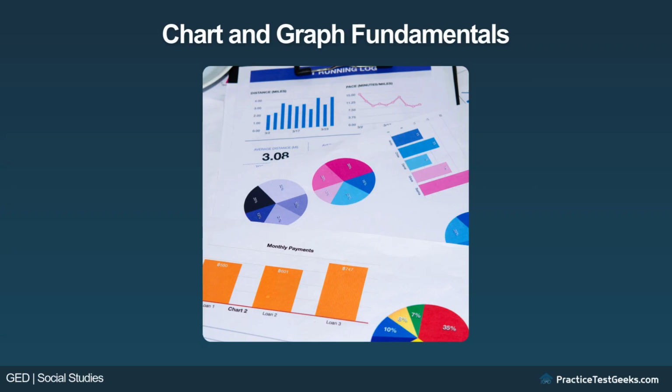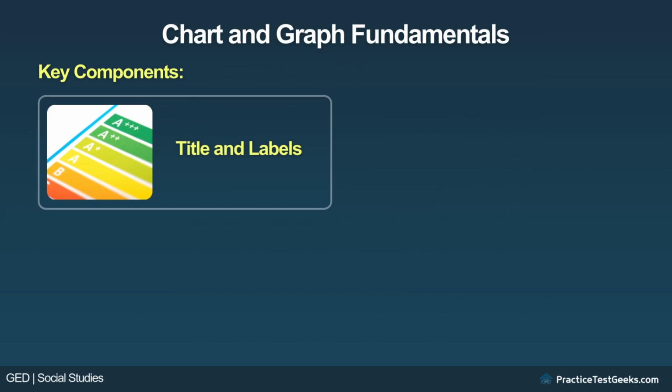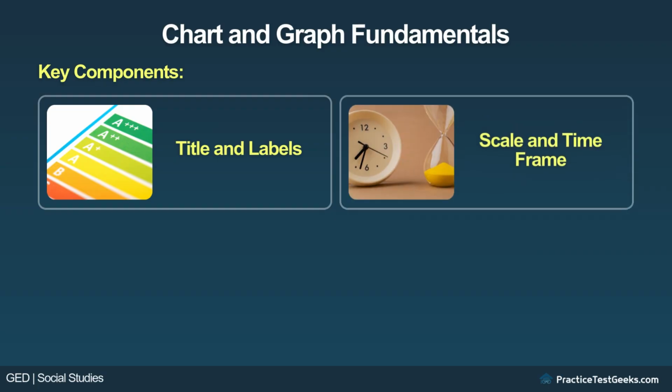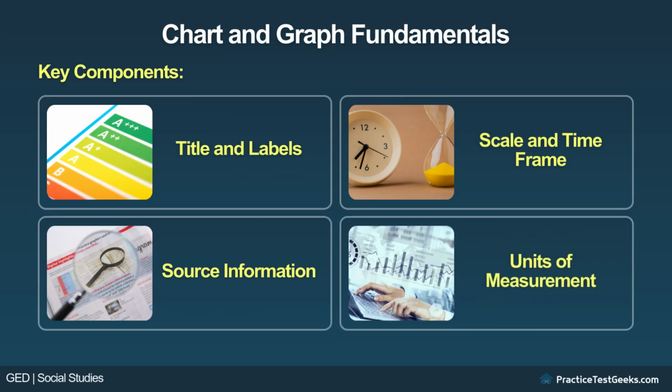By the end of this lesson, you'll have a systematic approach to tackle any visual analysis question with confidence. Let's start with the basics. Every chart or graph has essential key components you must identify first: title and labels. Always begin by reading the title, as this tells you exactly what data you're looking at. Scale and time frame. Examine the labels on both axes, check the scale, and note the time frame being covered. Source information. This tells you who collected the data and helps you assess its reliability.